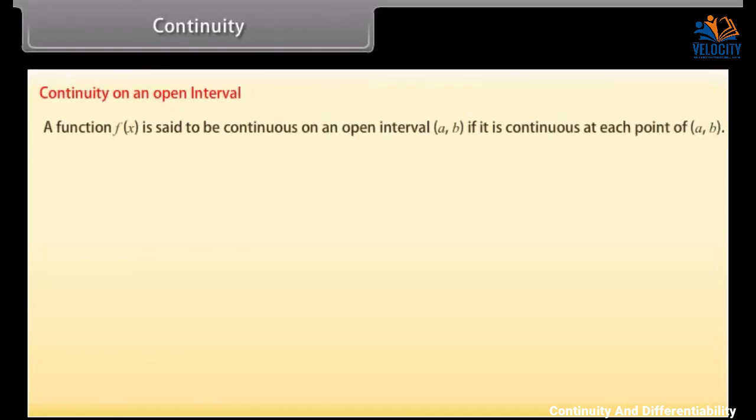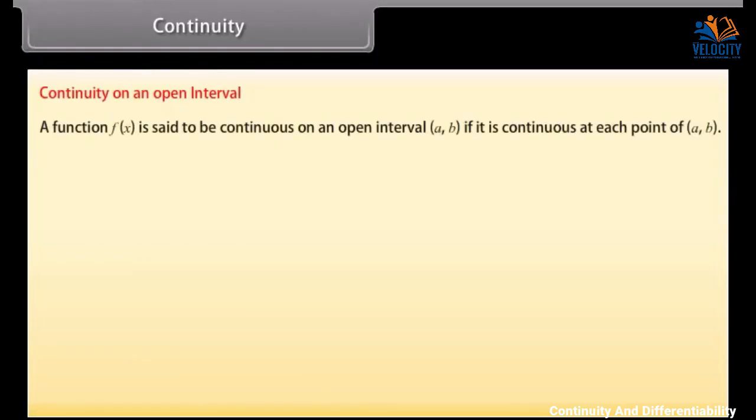Continuity on an open interval. A function f of x is said to be continuous on an open interval a, b if it is continuous at each point of a, b. Continuity on a closed interval.